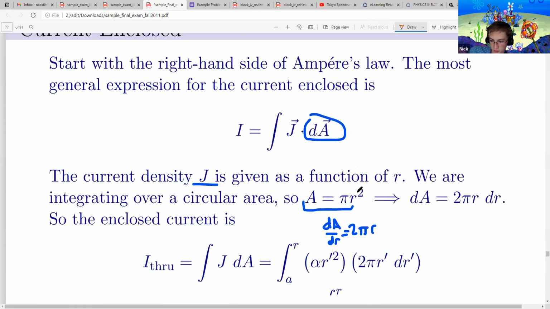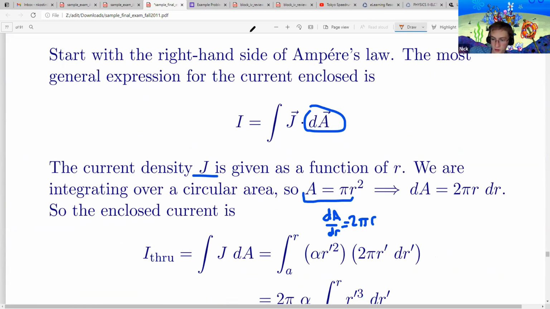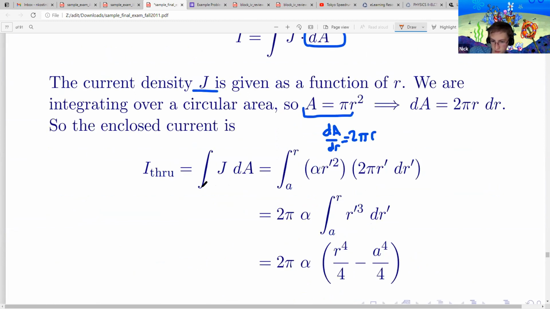Cool. Any questions so far? Doesn't look like it. So if I set up my integral, I enclosed is going to be the integral of J dot dA.